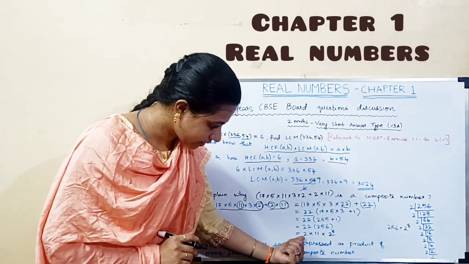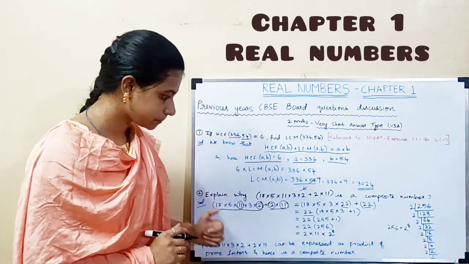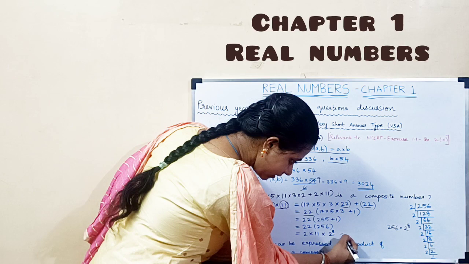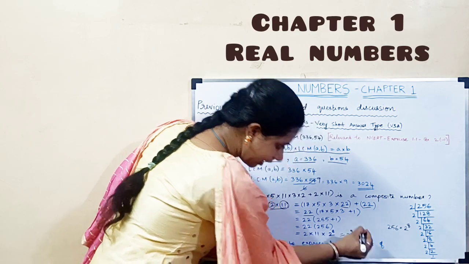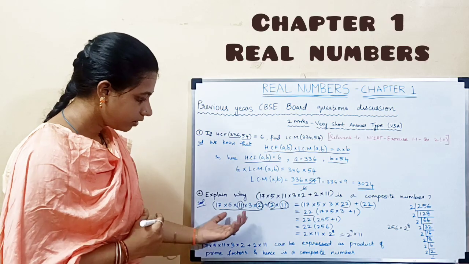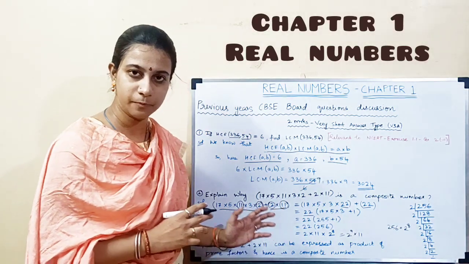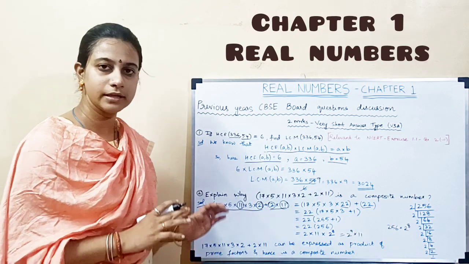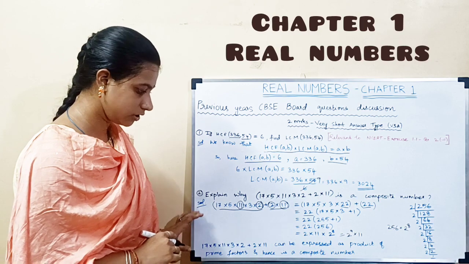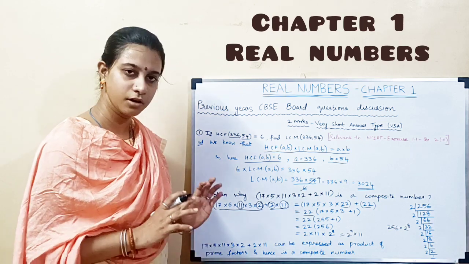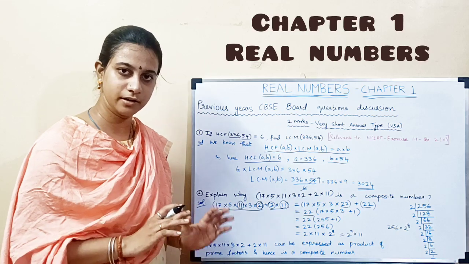So here we are representing it as 2 into 11 into 2 power 8, which we can further simplify and write as 2 power 9 into 11. So we have represented the given number as a product of prime factors. So it is a composite number. Here we are getting the conclusion that the given number is a composite number. They have asked us to explain and we have completed the required steps.